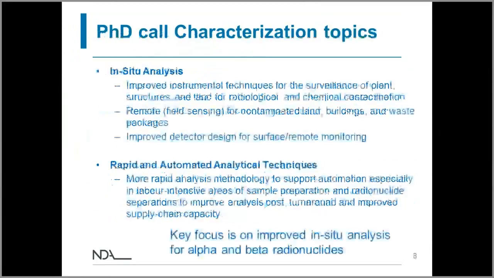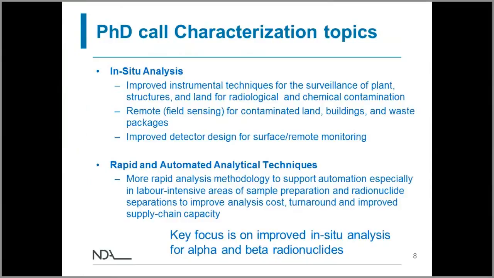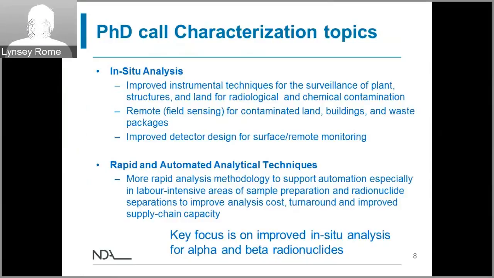Next slide, please. Now, currently, of course, we do have the techniques in the vast majority of cases, and we are able to do the job. But that's not to say there isn't room for improvement in order to do things more effectively, more quickly, and, dare I say it, more cheaply.